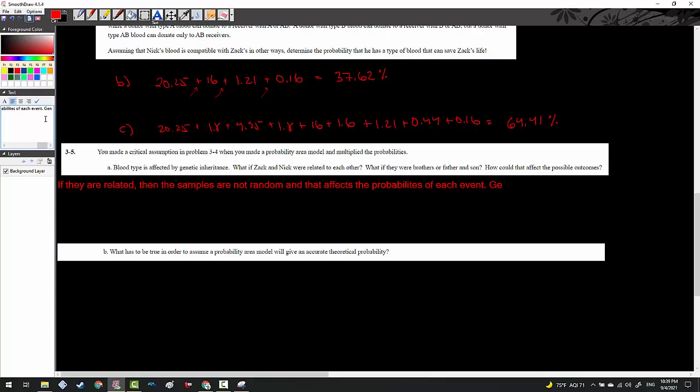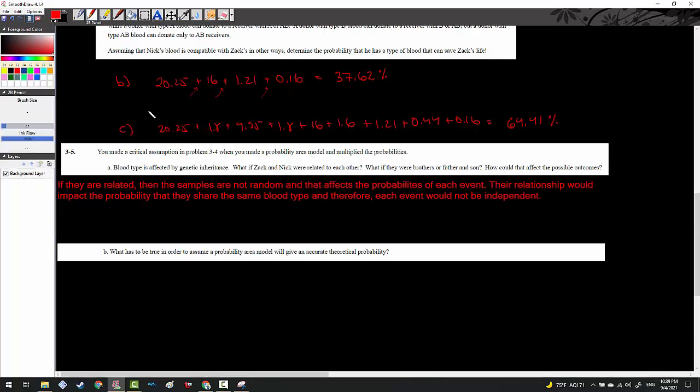Genetic, or rather their relationship, would impact the probability that they share the same blood type. And therefore, each event would not be independent. In other words, one event could cause the other to happen, which is how it would affect the probability.